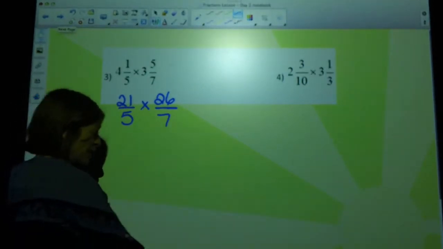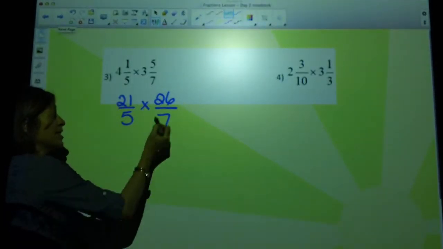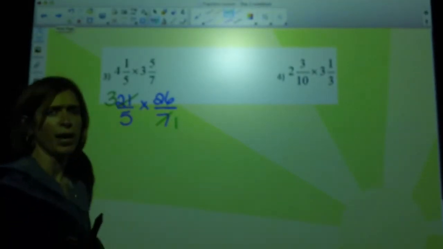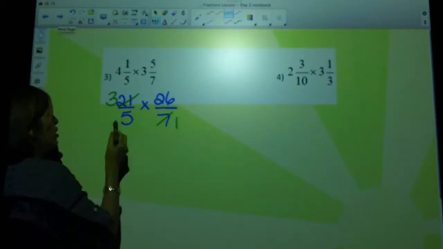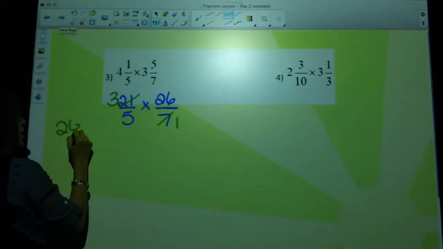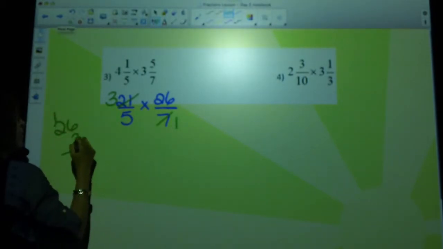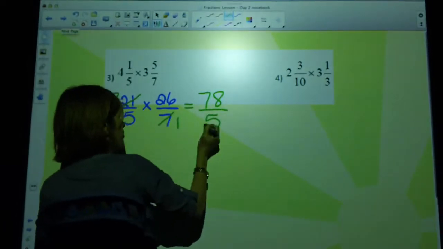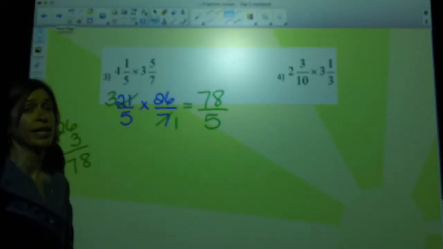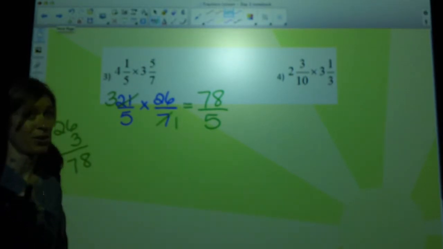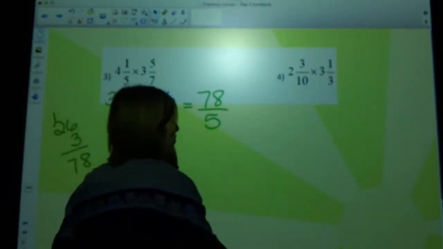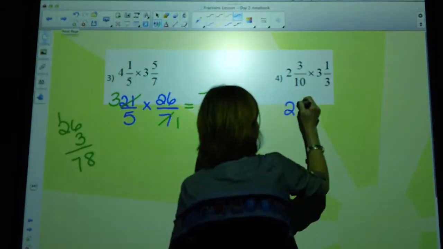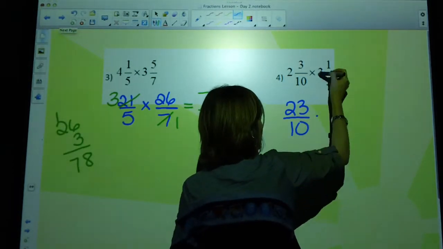All right, so then I see if there's anything I can simplify, and there is. 7 goes into itself once, it goes into 21 3 times. Much better than multiplying 21 times 26, okay? So 3 times 26 is a little bit easier, even if you have to do it on the side of your paper. 3 times 26 is 78. And then 78 over 5. I would much rather multiply 26 times 3 versus 26 times 21 if I don't have a calculator, right? All right, let's look at the next one. Again, turn it into an improper fraction. So 23 tenths times 10 thirds.